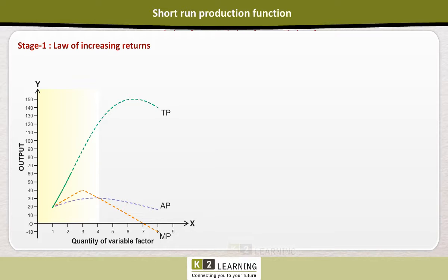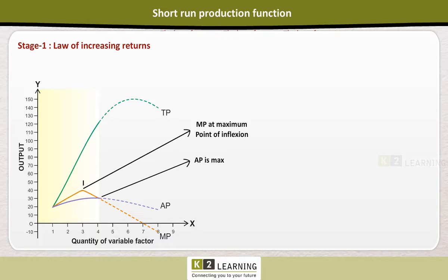In this stage, total product increases at an increasing rate. The total product increases sharply up to point I, where the marginal product is also the maximum. This point is known as the point of inflection. After point I, as the marginal product falls, the total product curve increases but at a diminishing rate. However, the marginal product curve is positive. Stage 1 ends where the AP reaches the highest point. Note, during this stage, the marginal product curve remains higher than the average product curve.